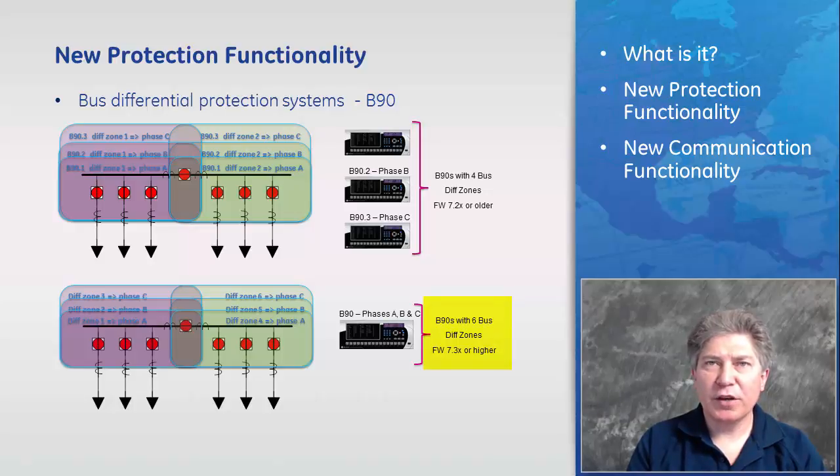Now, if you ordered a B90 with the 4-bus differential zone option in a previous firmware version, and you upgrade to version 7.3, you are automatically upgraded and receive 2 additional zones at no charge. So the benefit of this is that it reduces the number of bus bar protection devices required to protect a small split bus bar.